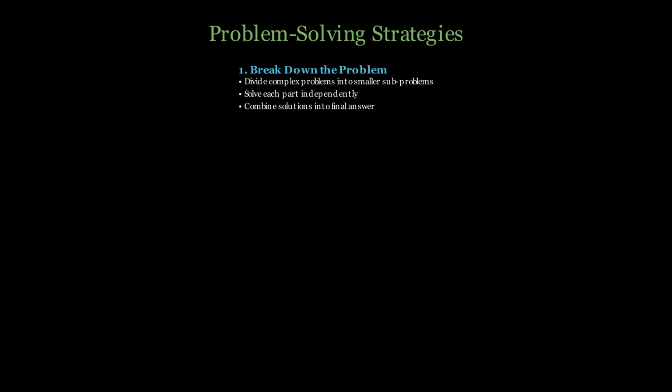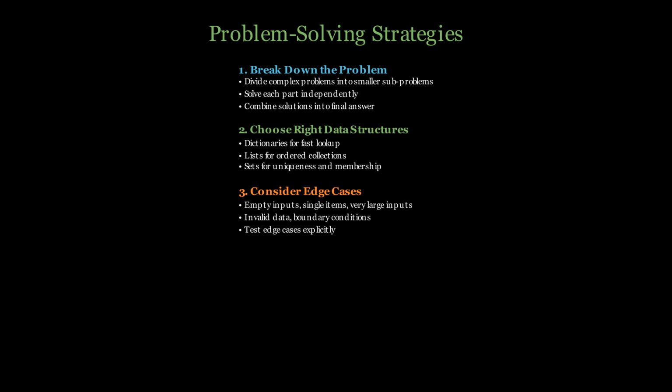Let's review key strategies that helped us solve these complex problems. These techniques apply to any programming challenge you'll face. First, break down complex problems into manageable sub-problems and solve each independently. Then combine solutions. Second, choose appropriate data structures. Dictionaries for fast lookup, lists for ordered collections, sets for uniqueness.